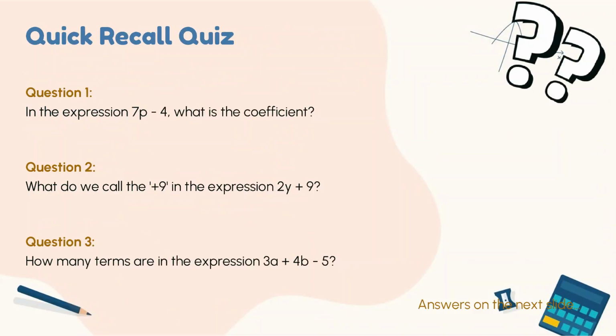Let's start with a quick recall quiz. Question 1. In the expression 7p minus 4, what is the coefficient? Question 2. What do we call the plus 9 in the expression 2y plus 9? Question 3. How many terms are in the expression 3a plus 4b minus 5? Pause the video here and have a go before checking the answers on the next slide.